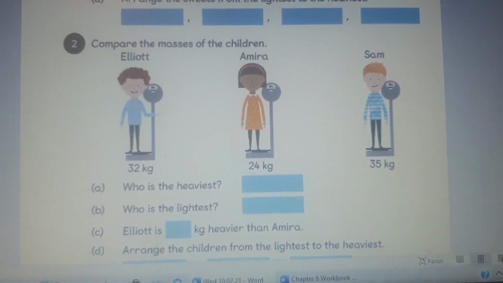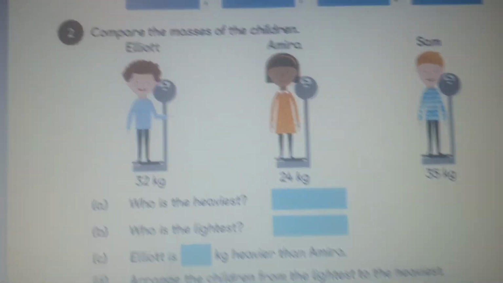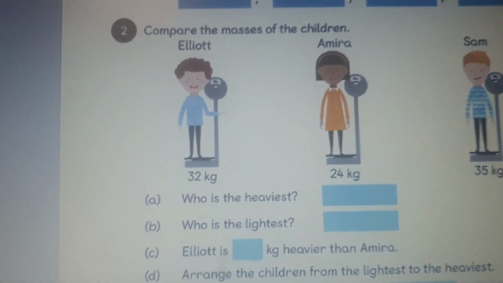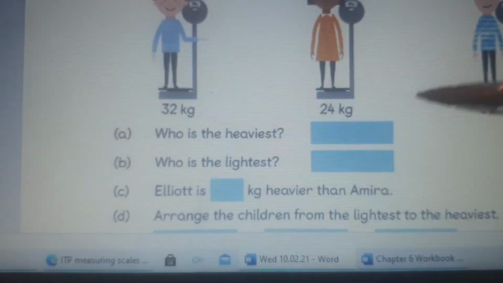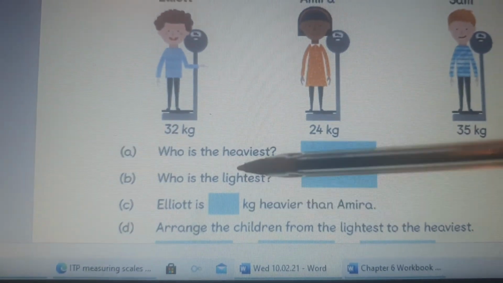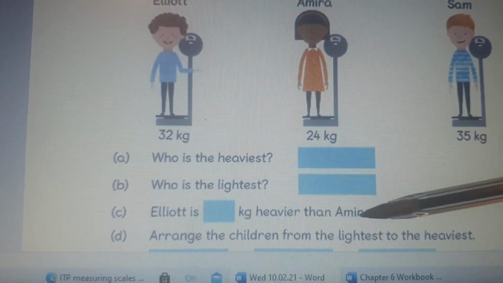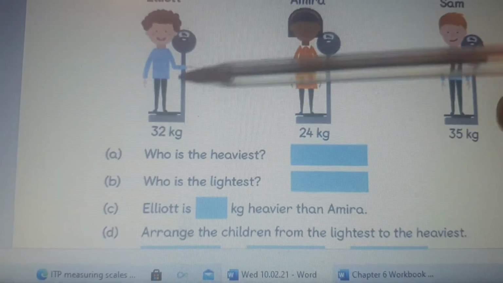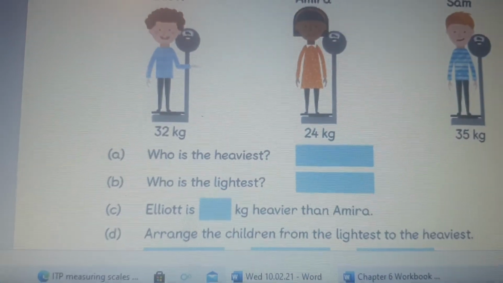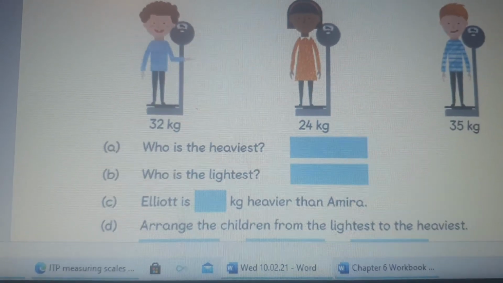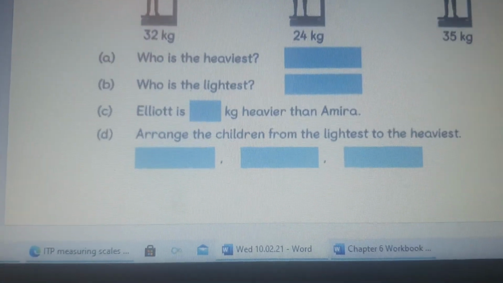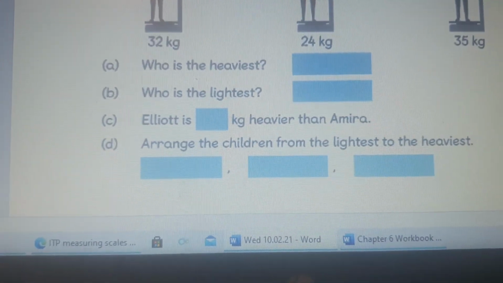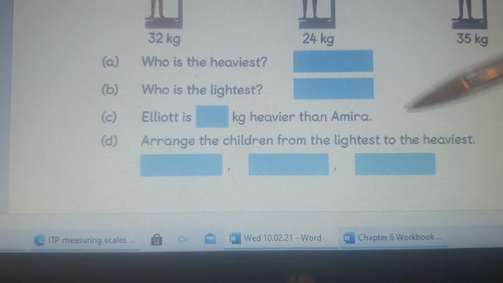And then we've got comparing the masses of the children. Elliot, Amira and Sam. Who's the heaviest? Who is the lightest? Elliot is how many kilograms heavier than Amira? So you need to find the difference. You know how to do that. And then arrange the children from the lightest to heaviest.